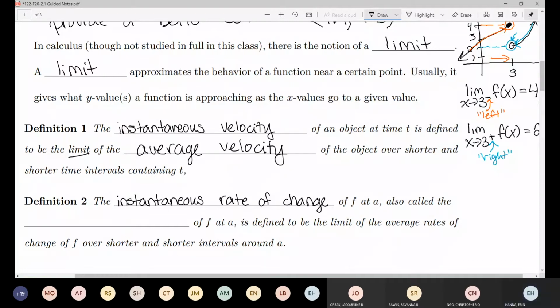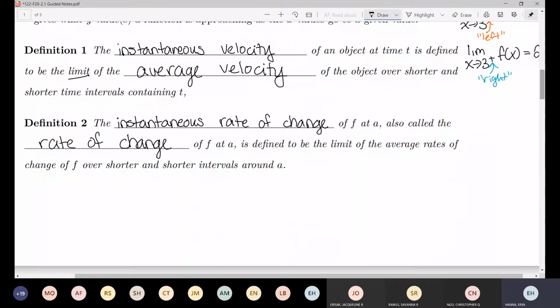specific context. So the instantaneous rate of change of f at a, so at a certain point a, which is also called the rate of change (sometimes they drop the word instantaneous and just say find the rate of change), is defined to be the limit of the average rate of change of f over shorter and shorter intervals around a. So essentially that same idea of average velocity, just now in a more generic situation here. And again, I'm going to illustrate this in just a second to try to make it make a bit more sense.